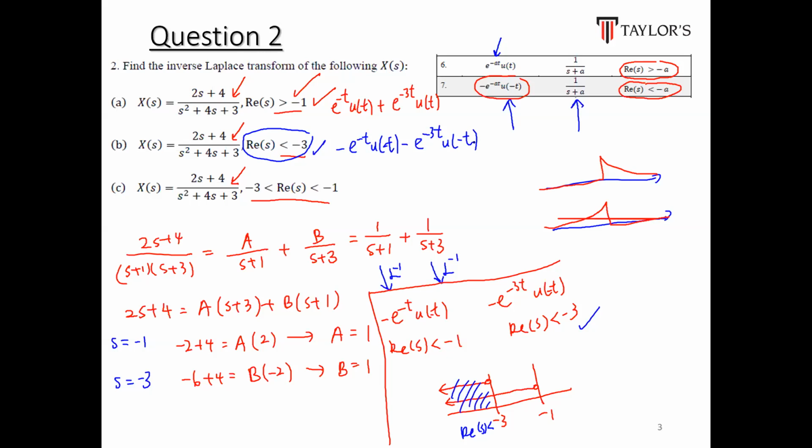Now, part C is slightly different. Part C, I have two parts.